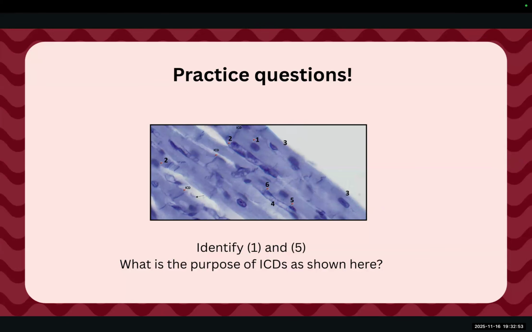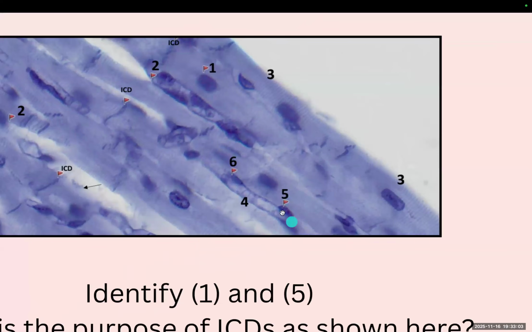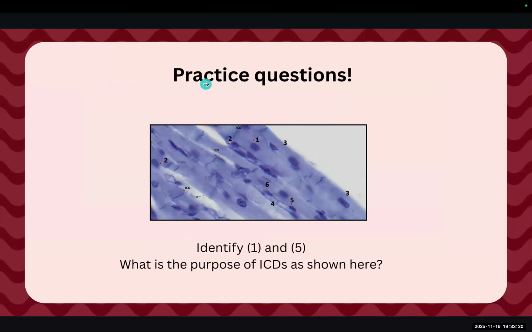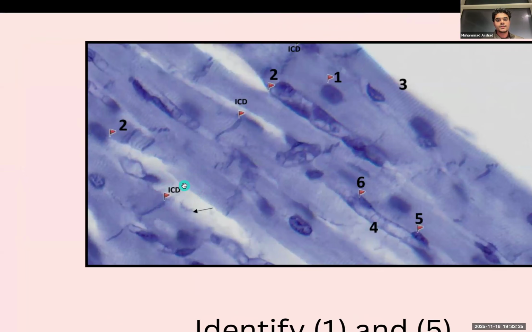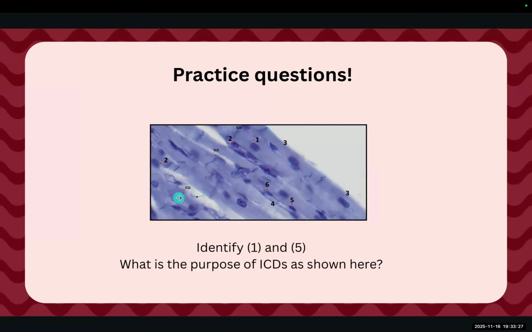Hello. Hello, I can hear you. So number 5 is not cardiac muscle. So what is it the nuclei of? Fibroblasts. Yes, fibroblasts. That's correct. That's for the cardiac muscle. Okay, good. Myocardium. And what is the purpose of these intercalated discs here? It separates the 2 cardiac muscles from each other.